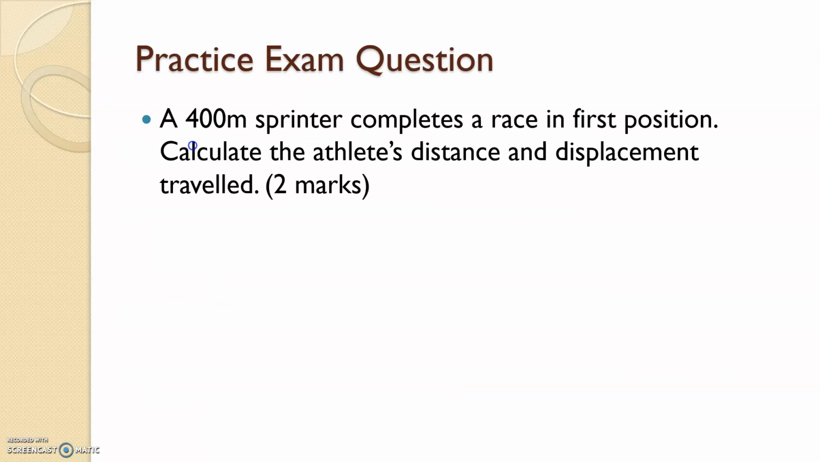Okay, here's the practice exam question. A 400-meter sprinter completes a race in first position. Calculate the athlete's distance and displacement travelled. This is a very simple question that examiners like to give at the beginning of the exam. Okay, I would like you to have a go at answering this.